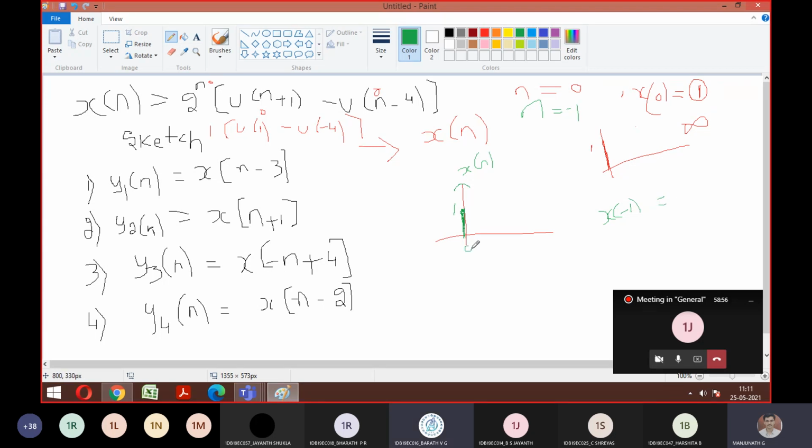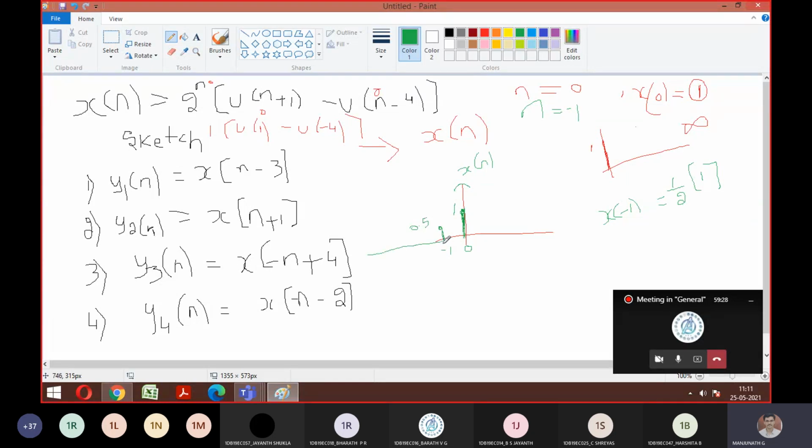1/2 into U of 5, sir. Okay, 1/2 into U of 5. U of 5 is 1. So 1/2 is how much? So it's 0.5. It means for -1 you are going to get a 0.5 signal with amplitude like this. Is it okay? Yes, sir. Everyone okay? Check out for -2 also.